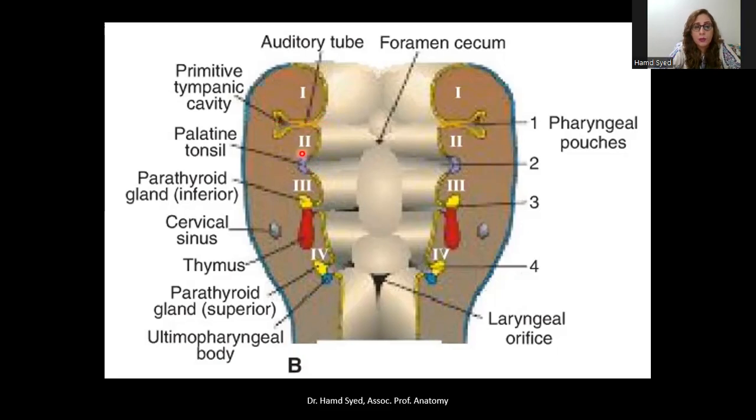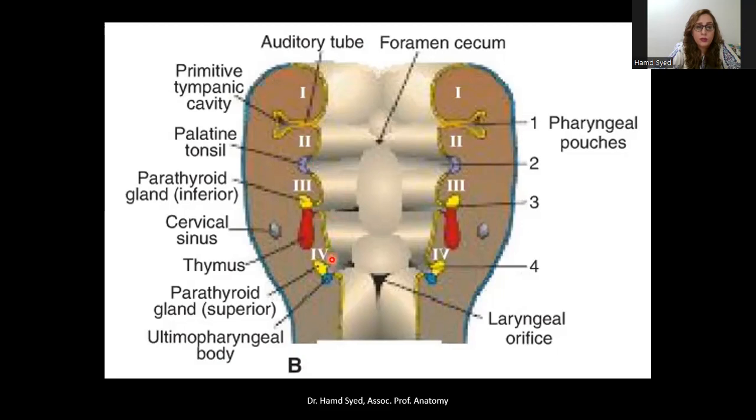Now let's look at what happens to the second pharyngeal pouch. The epithelial lining of second pharyngeal pouch proliferates and budding takes place as it penetrates the underlying mesenchyme to form the palatine tonsils. In the 3rd and 5th months of development, this area is invaded by lymphatic tissue, and a part of the second pharyngeal pouch persists to form the tonsillar fossa.